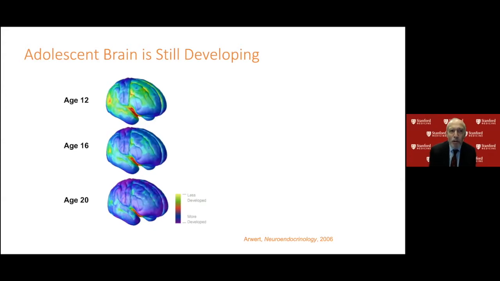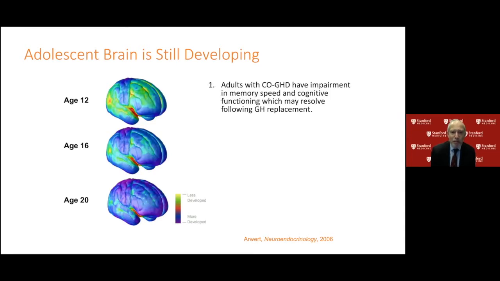So as we all know, the adolescent brain is still developing. As you can see here, the lighter colored parts of the brain are still under development. And even until we get into our 20s, there are still parts of the brain that are developing. Adults with childhood onset growth hormone deficiency have some impairment in this development. It's been shown that they have impaired memory speed and cognitive functioning, and that this can improve with growth hormone replacement therapy.